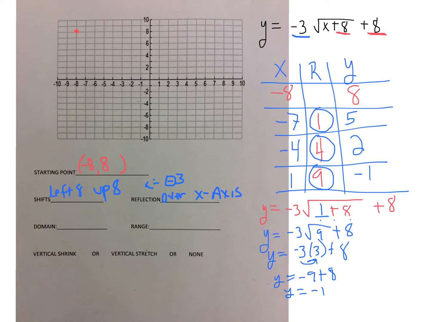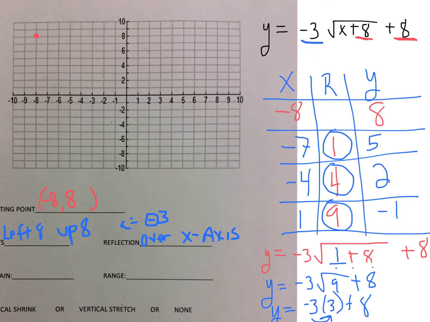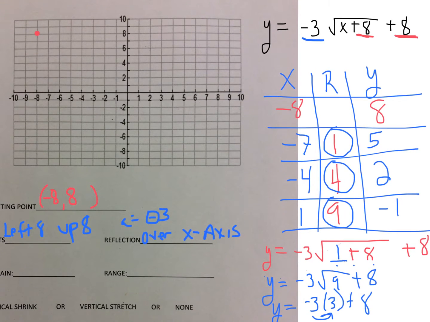Alright, so now we're going to graph our points. So we have negative 7, 5. Then we have negative 4, 2. Then we have 1, negative 1. Okay, connect the dots.